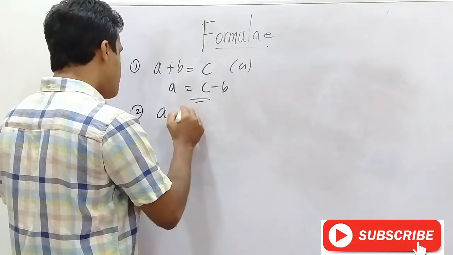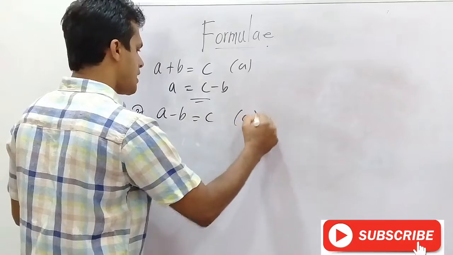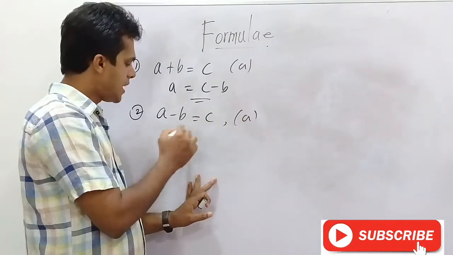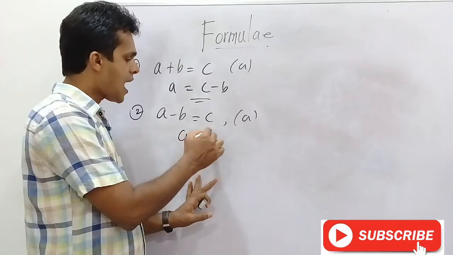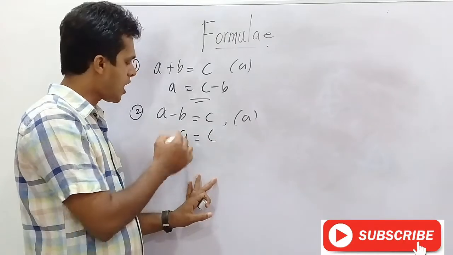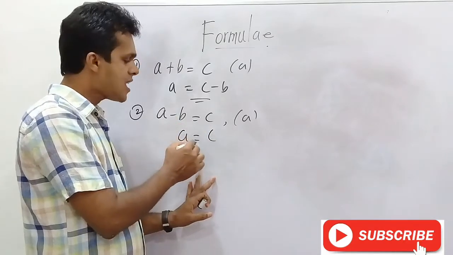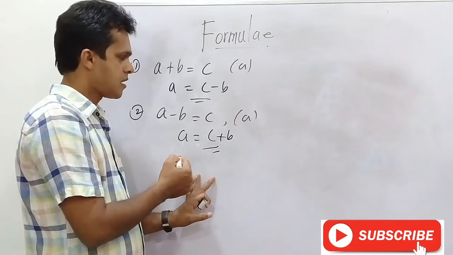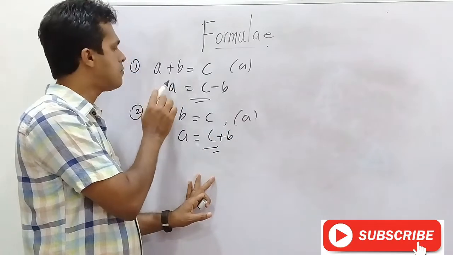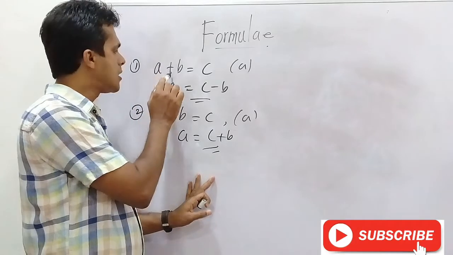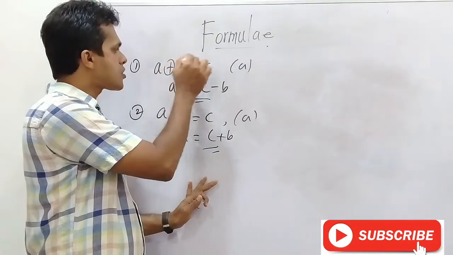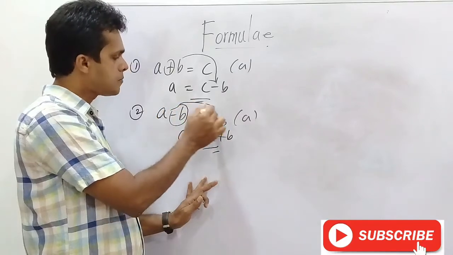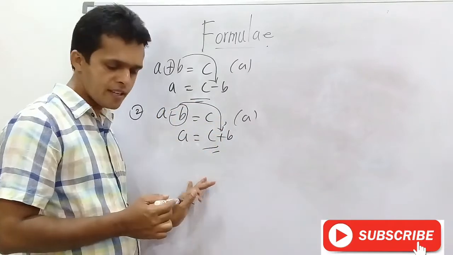Let's write A minus B equals C. Let's write the term A as the subject of this formula. We can write A equals C plus B. Minus B becomes plus B. You could see in the first formula, plus B becomes minus B. Here, minus B becomes plus B. Okay?